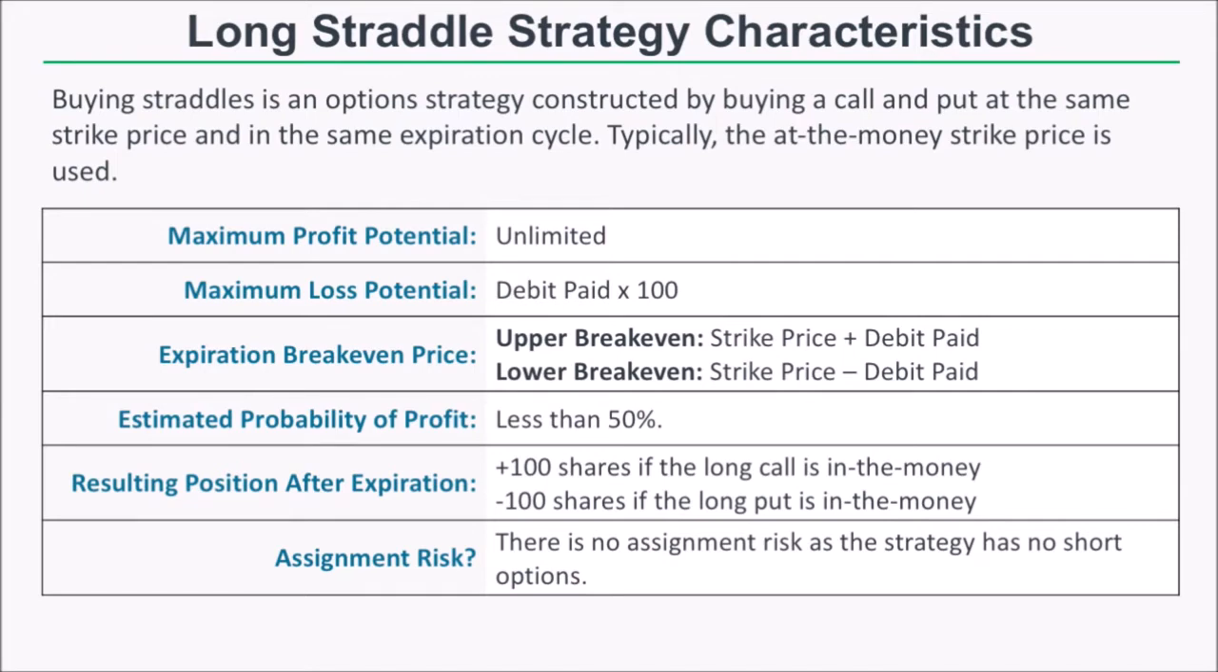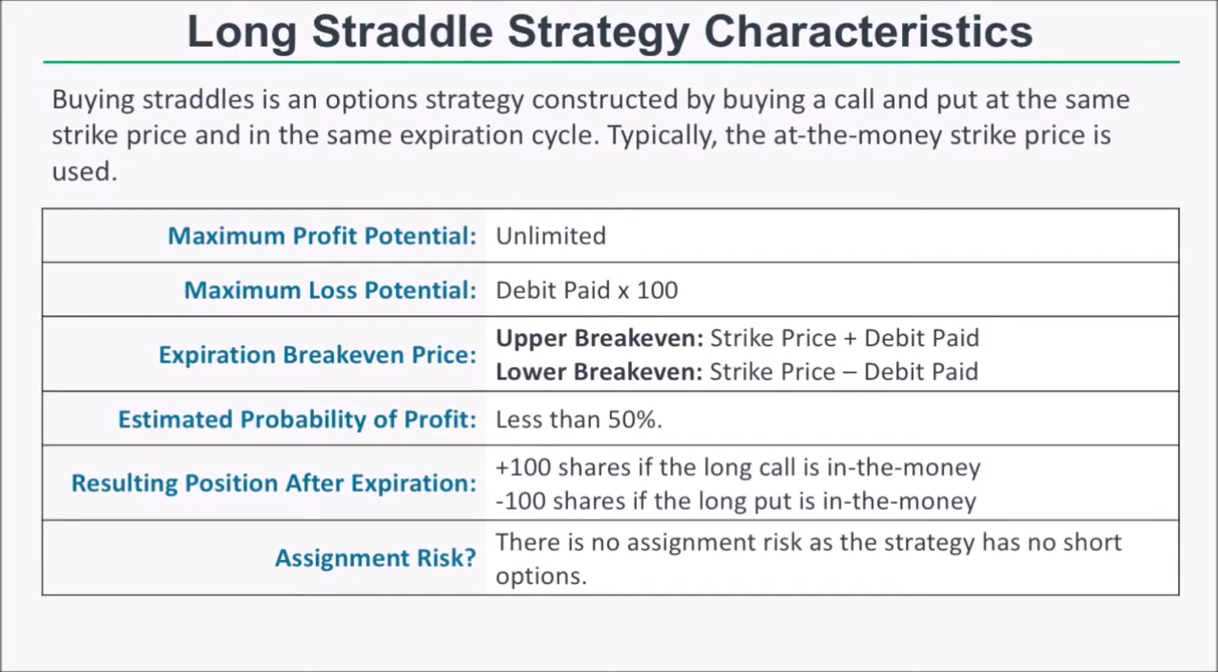So the expiration break-even prices are going to be the strike price plus the debit paid and the strike price minus the debit paid. So to make money on a long straddle at expiration, the stock price has to have moved more than the debit you paid away from the straddle strike price. Now, it doesn't matter if that movement is up or down. Now, since you need a large stock price movement to profit with a long straddle, the estimated probability of profit is less than 50%.